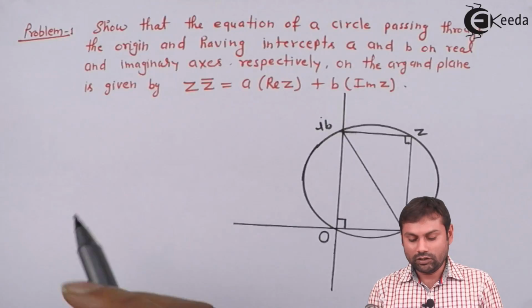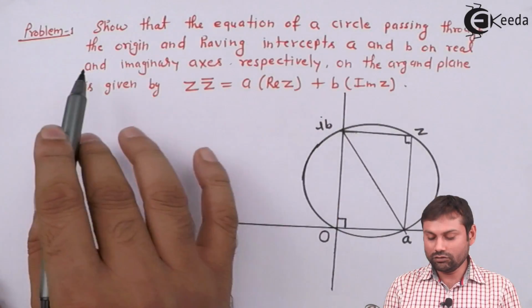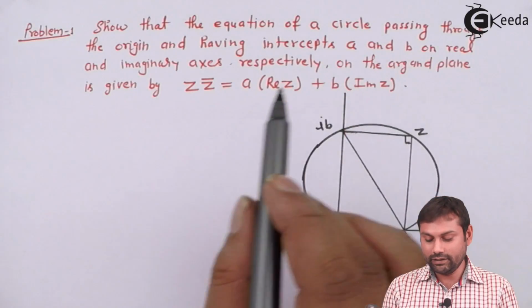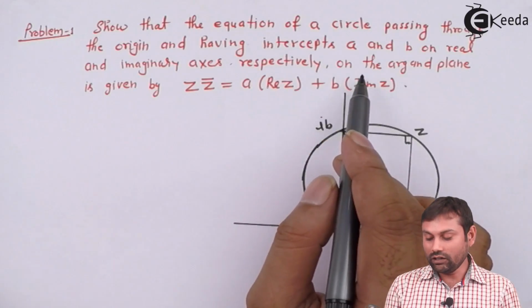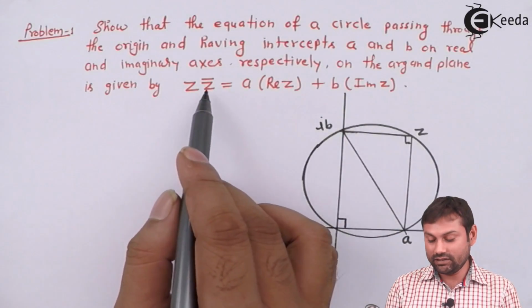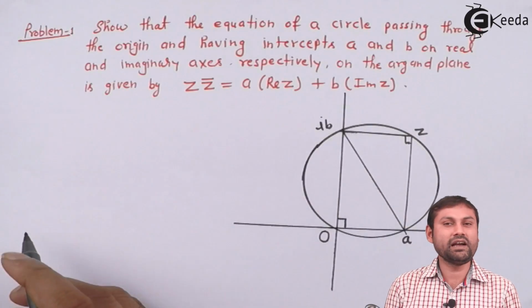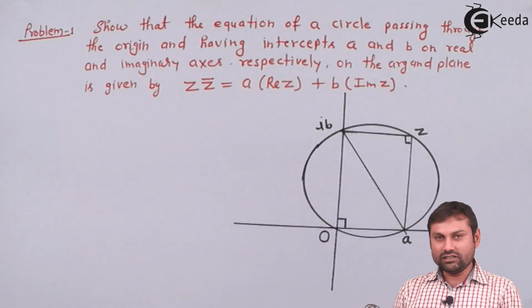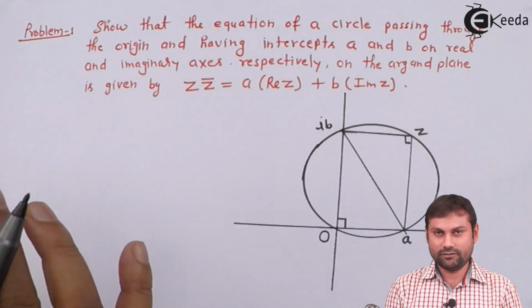So the problem is to show that the equation of a circle passing through the origin and having intercepts A and B on the real and imaginary axis respectively on the Argand plane is given by z bar equals A times the real part of z plus B times the imaginary part of z. So you have to show that this equation of the circle is this. Well, they have given some conditions.